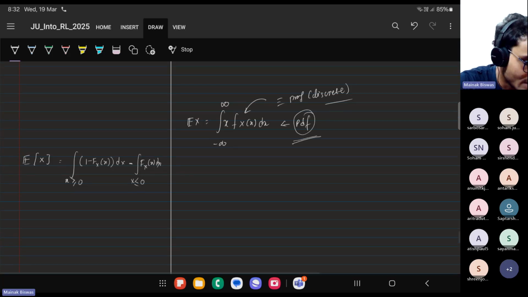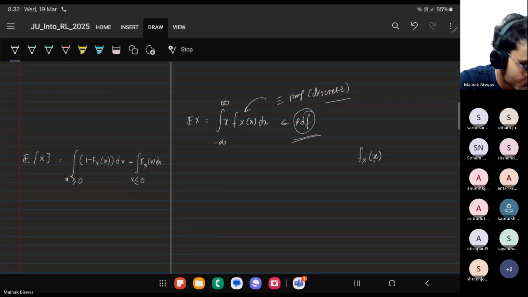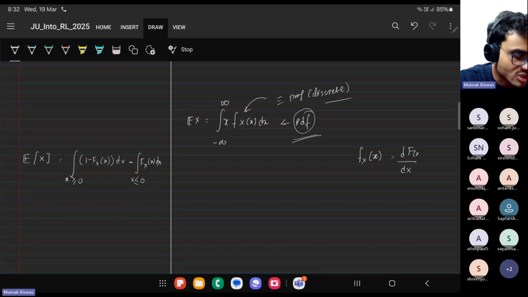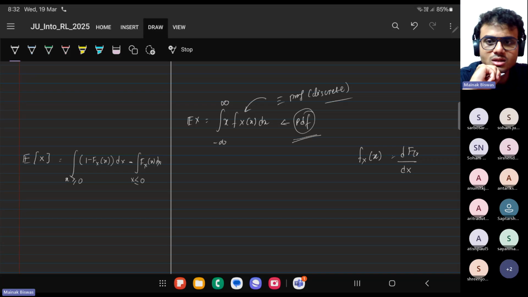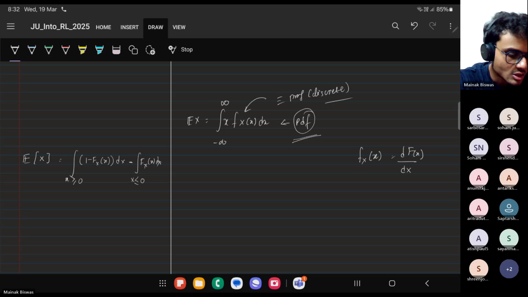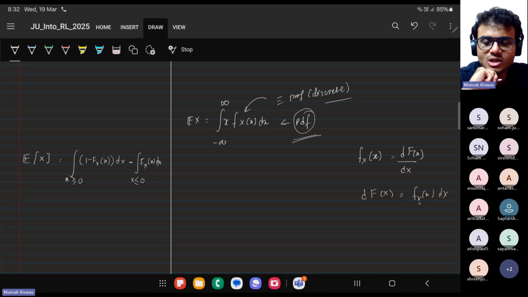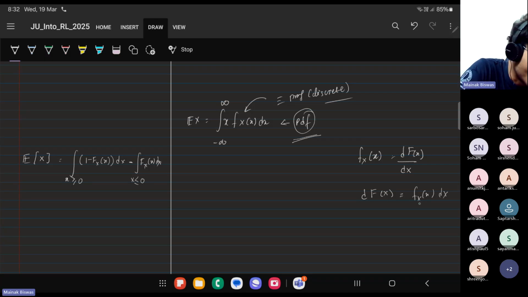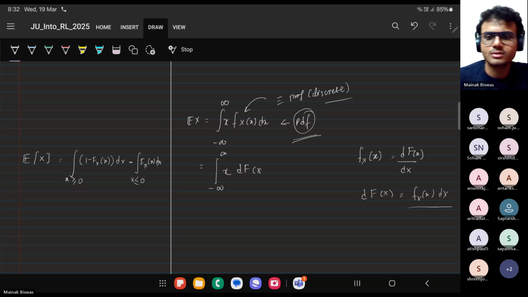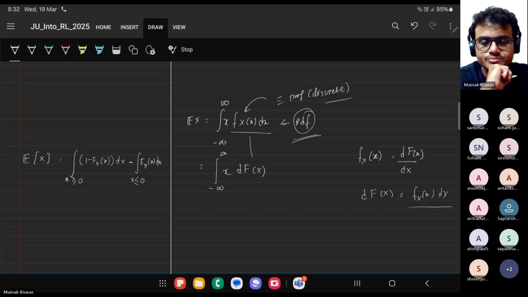But anyways, let us try to replace this with the F function. So can you tell me how do I do this? Can you give me a hint? The hint is integration by parts, but you have to really use your brains a bit. So see, do you agree dF of x is f of x dx? Right, the differential is this. So I can write this as the integral from minus infinity to infinity of x dF(x), right? Yes or no?